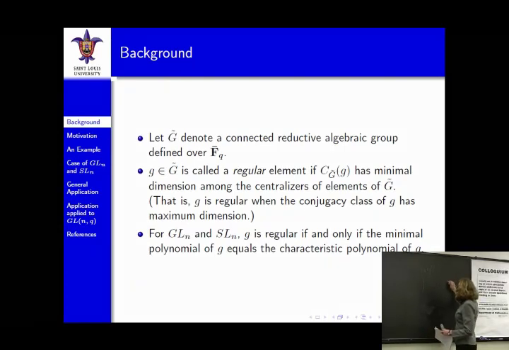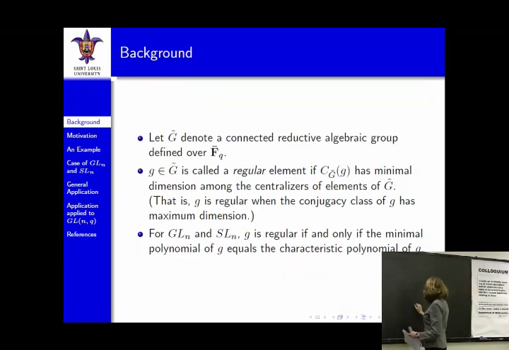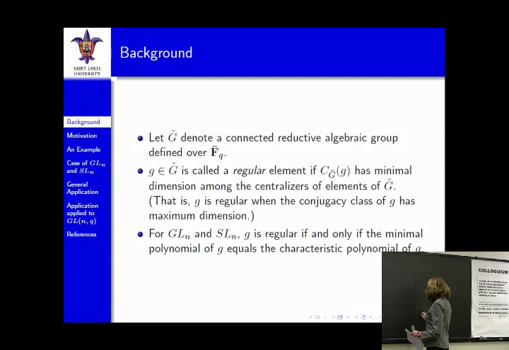I'm going to write down all the conjugacy classes of the unipotent elements. If I don't put anything there, it's 0.